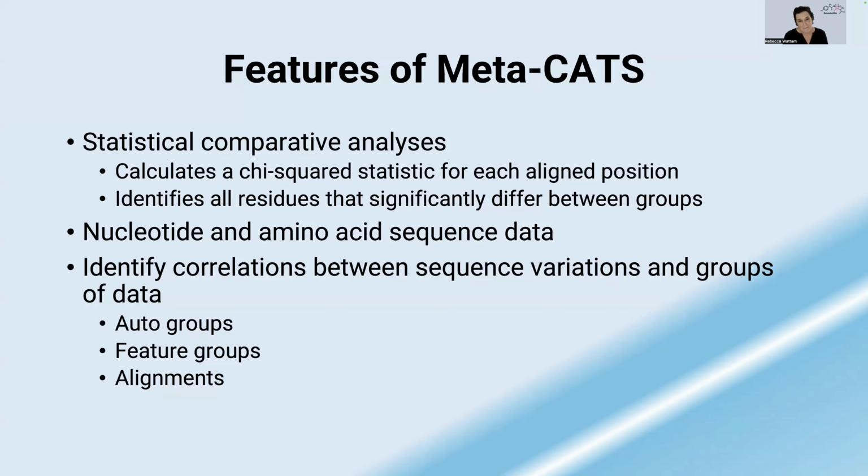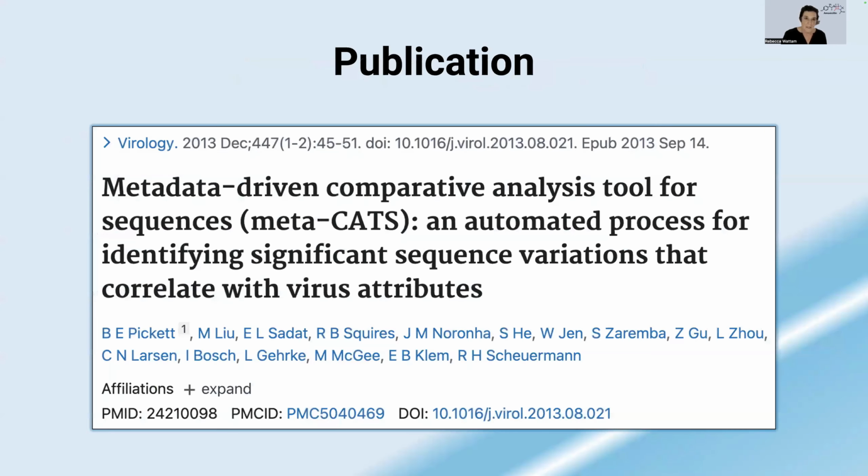And there are three ways you can input the data. You can give it a group and ask it to look for specific differences based on metadata. You can use feature groups that you've created in BV-BRC. And you can also bring in alignments. So these could be alignments that you've generated outside the resource or alignments that are produced by other services within the resource, like MSA, like GeneTree. So there's different ways you can reuse this data. The publication associated with this is from 2013. So if you want to read it, it gives you more information about the tool.